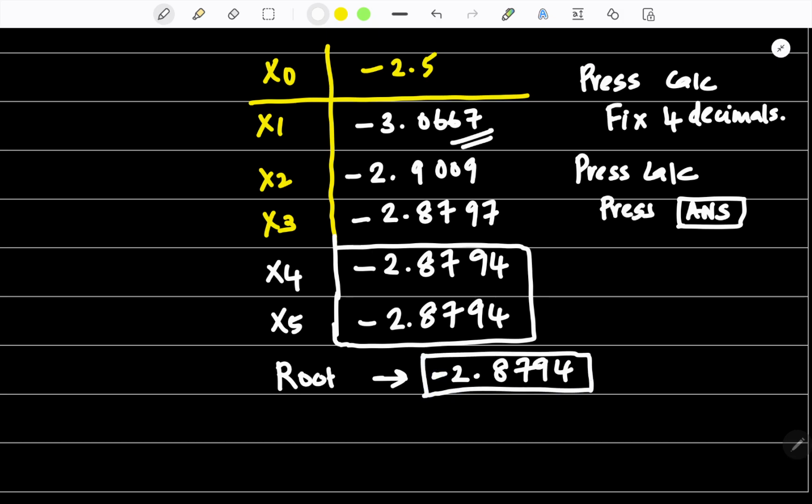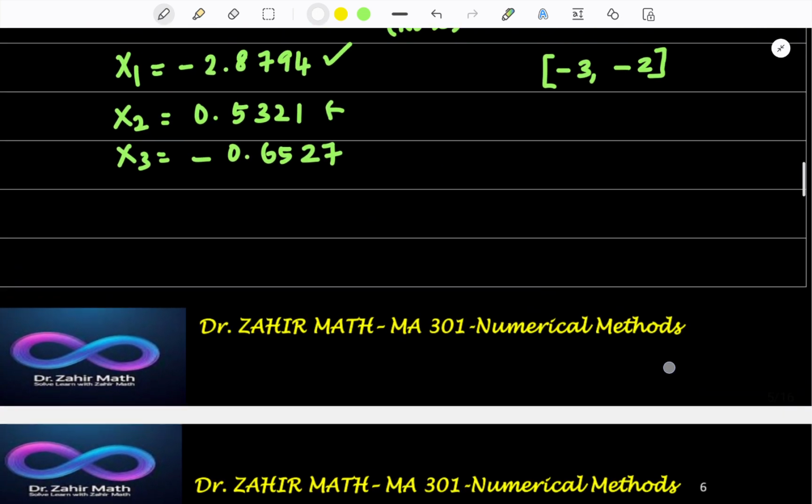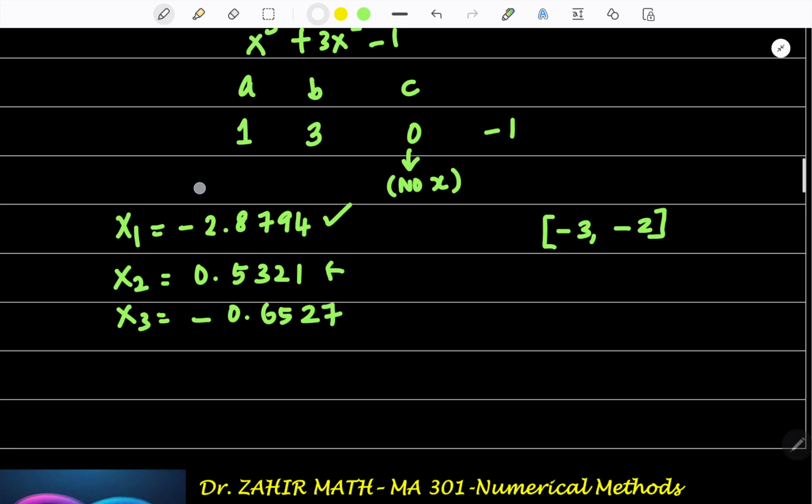Let us make sure our answer is correct from the calculator. Sometimes a little bit of small difference will be there on the negative side. Yes, exactly the same. X1 is equal to this.